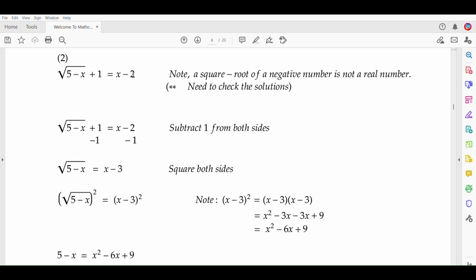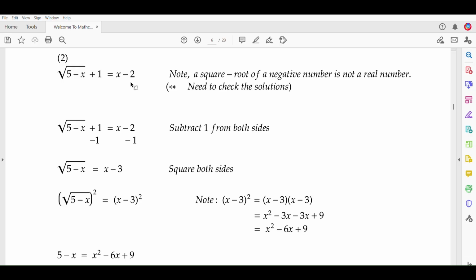Note, whenever you have a square root or a radical equation, you should remember to check the solutions at the end, because a square root could be positive or negative based on what you have. Okay, so let's see an example, this example here.